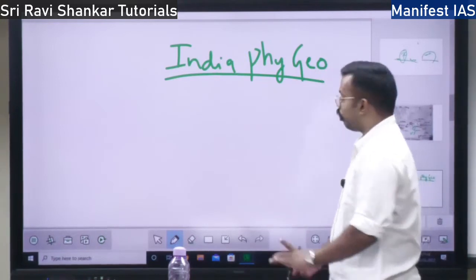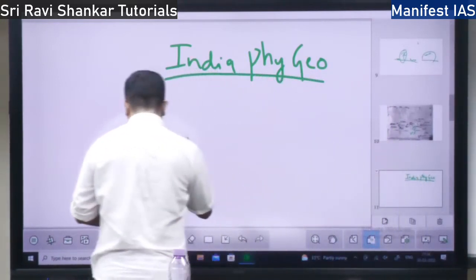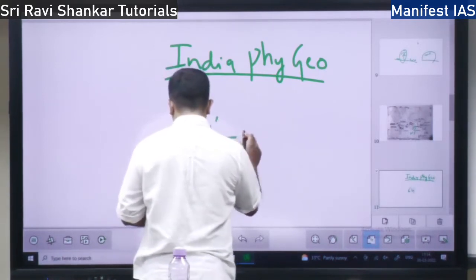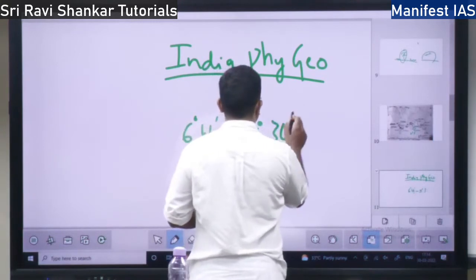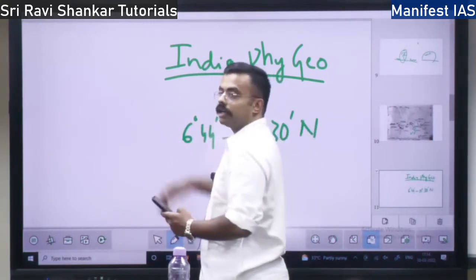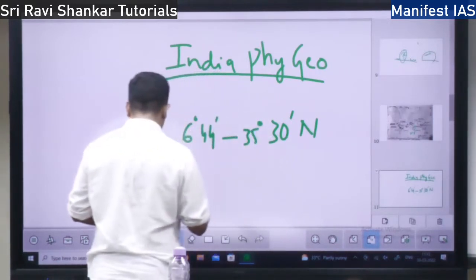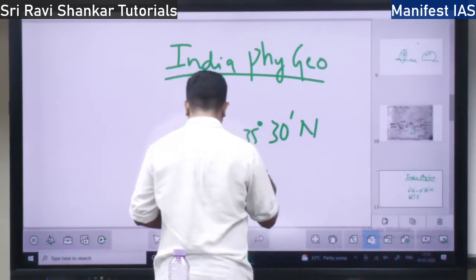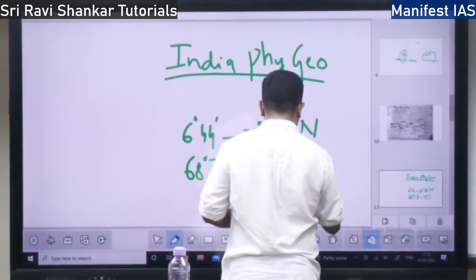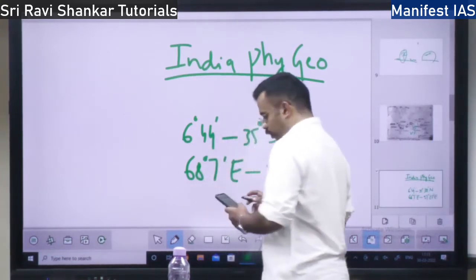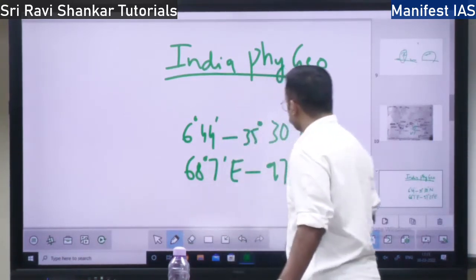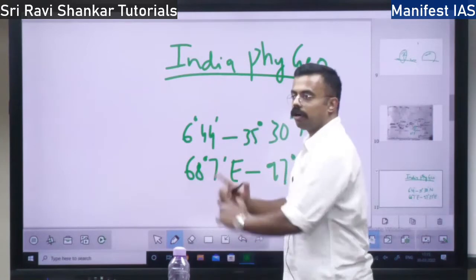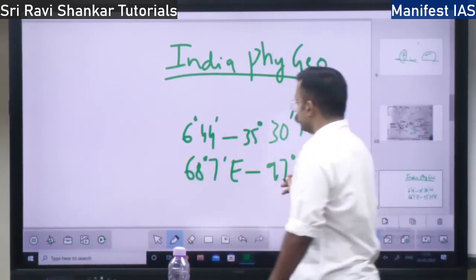The latitudinal extent of India is 6 degrees 44 minutes to 35 degrees 30 minutes north, and the longitudinal extent is 68 degrees 7 minutes east to 97 degrees 25 minutes east. Right? So latitude means horizontal, and longitude is a vertical line.